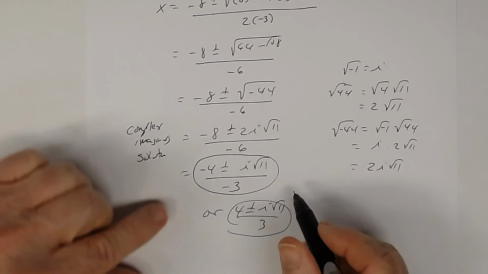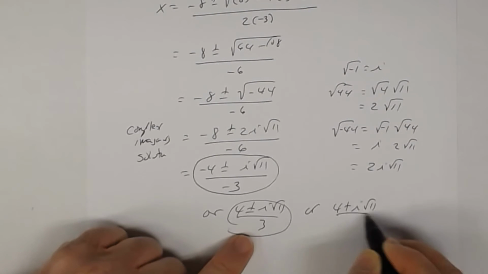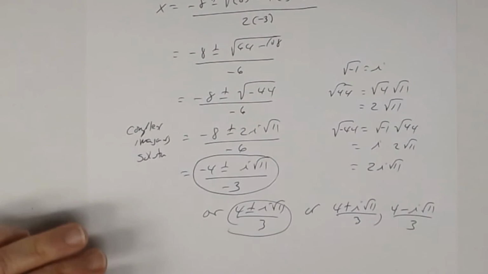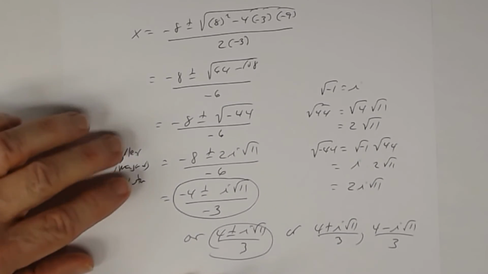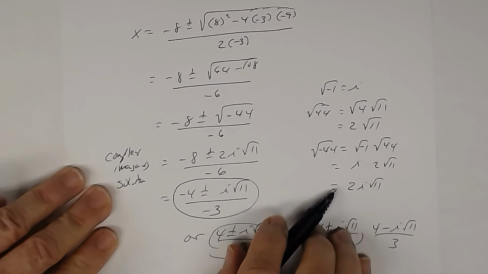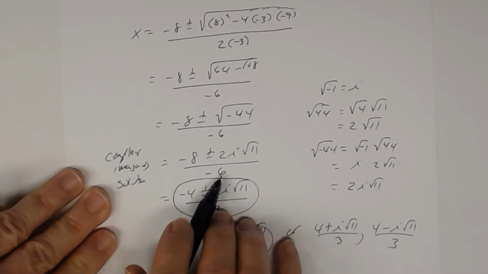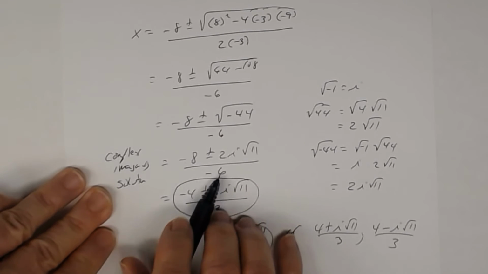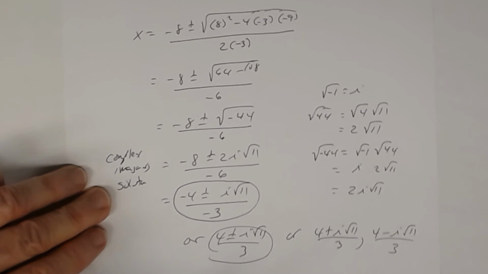All right, now if you want to write them separately, you can. So you could say 4 plus i square root of 11 divided by 3, comma, 4 minus i square root of 11 divided by 3. Okay, so that was number 3. So sometimes it could be a little bit more complicated. See how much work we had to do here? So to simplify, and don't forget, if all these numbers here, this number, this number, and this number are divisible, they have a greatest common factor, then you want to go ahead and reduce it, just like we did here. All right, so just keep that in mind.